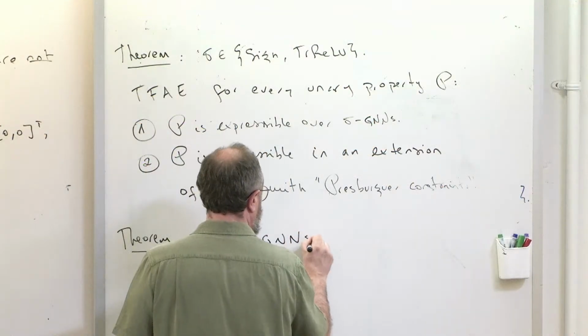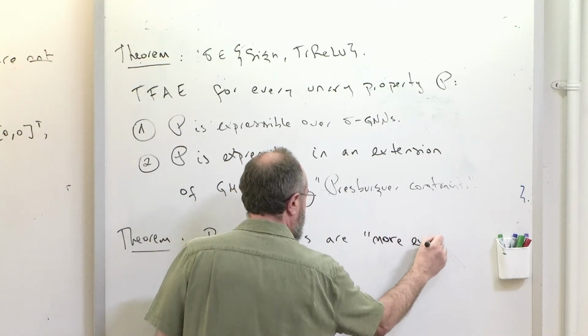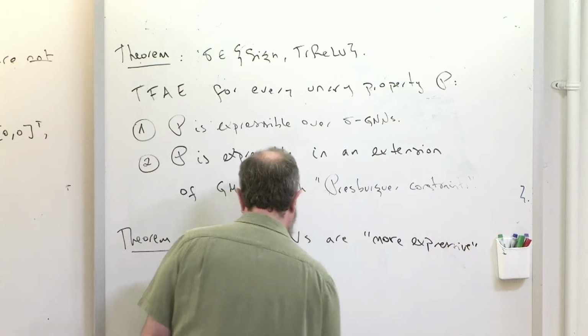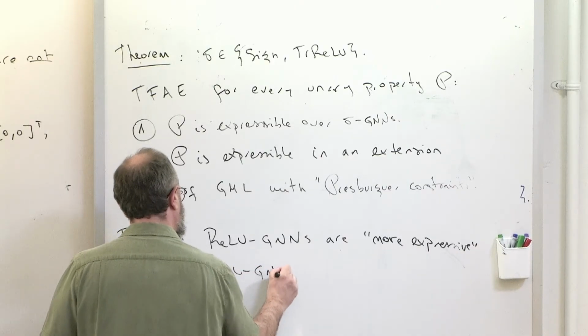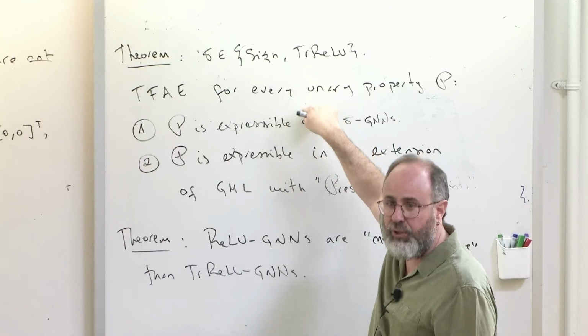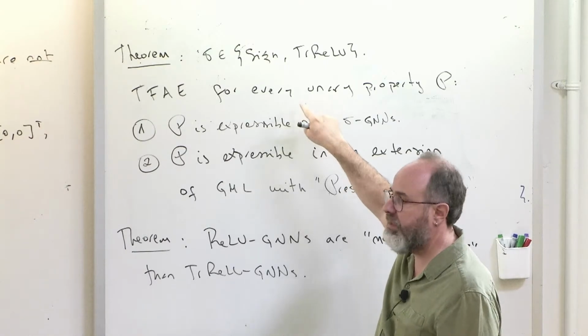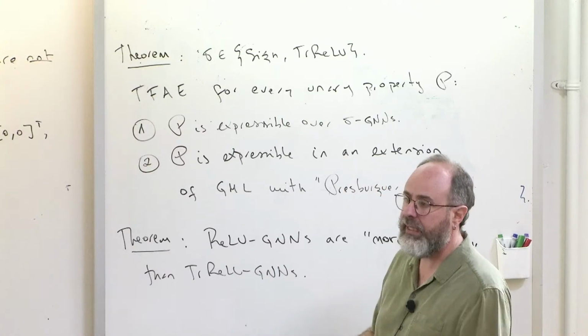Now, what they also noticed is that ReLU GNNs are more expressive than truncated ReLU GNNs. So it's not that we don't know whether this holds for ReLU. This is false for ReLU. There are things that you can express with ReLU GNNs that you cannot express with truncated ReLU GNNs.